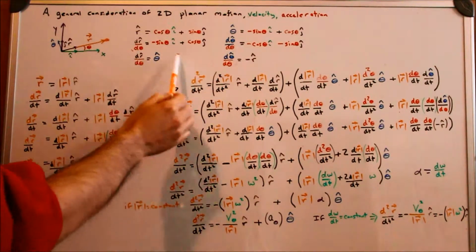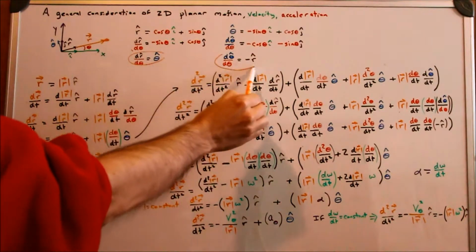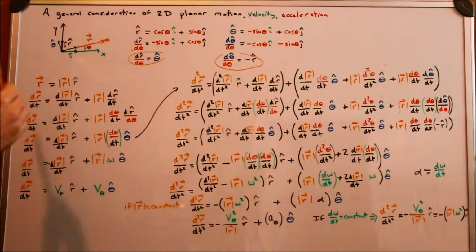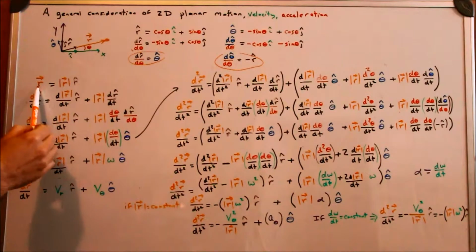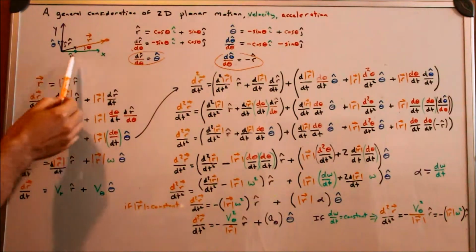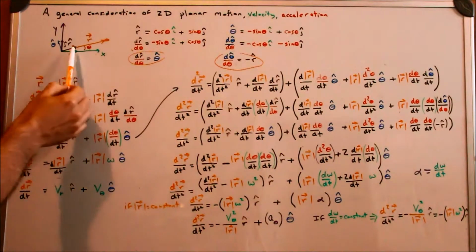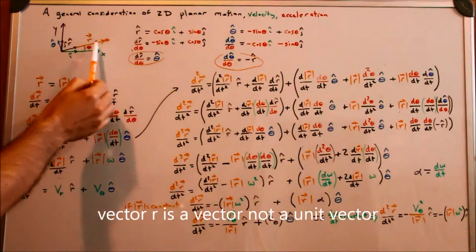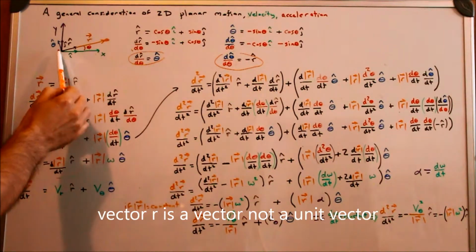These are the kind of things we're going to use now in defining position and velocity. So here's my definition of what the position vector r is. This is my unit vector r hat. It has a length, whatever the magnitude of r is, and it's in the r hat direction.